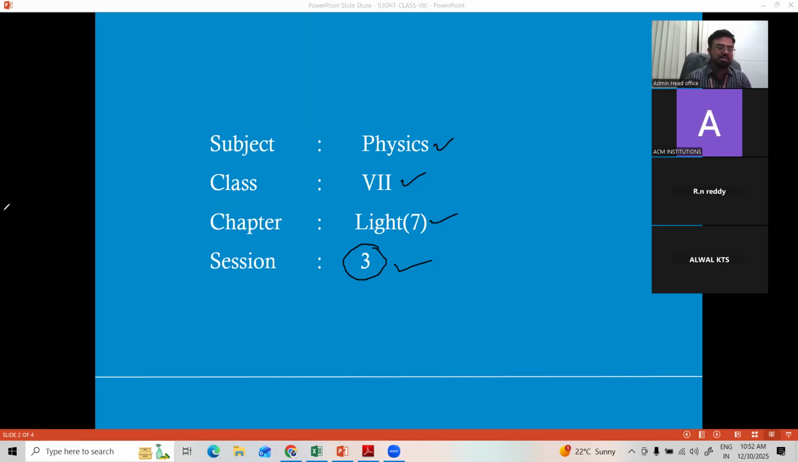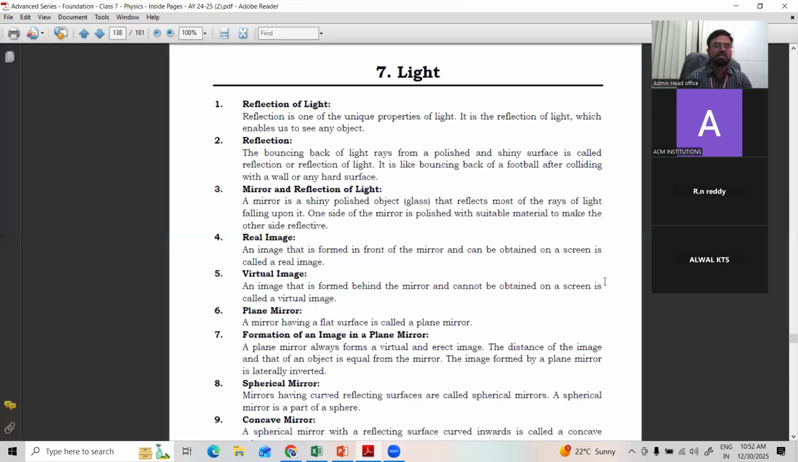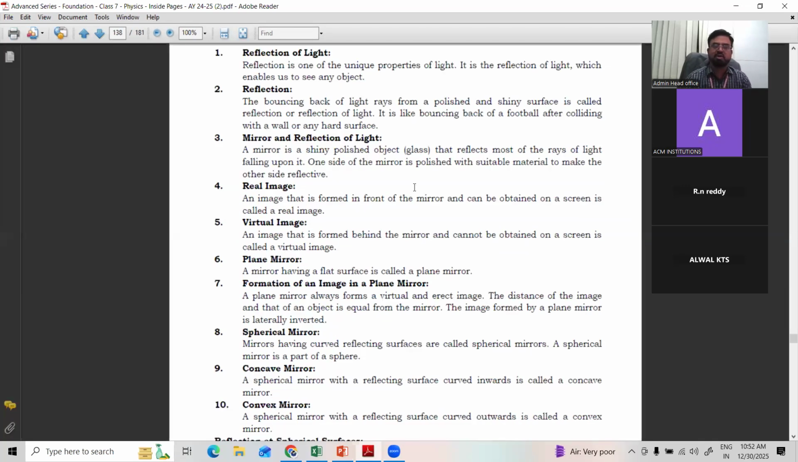But before that, let us recall and review what we learned till now in the light chapter. This is our light, where we learn so many terms related to the important properties of light, like reflection. We have seen what is the reflection of light. It's the most important property of light. Whenever light falls on hard substances, it returns back into the medium. Such bouncing back of light is called reflection of light.